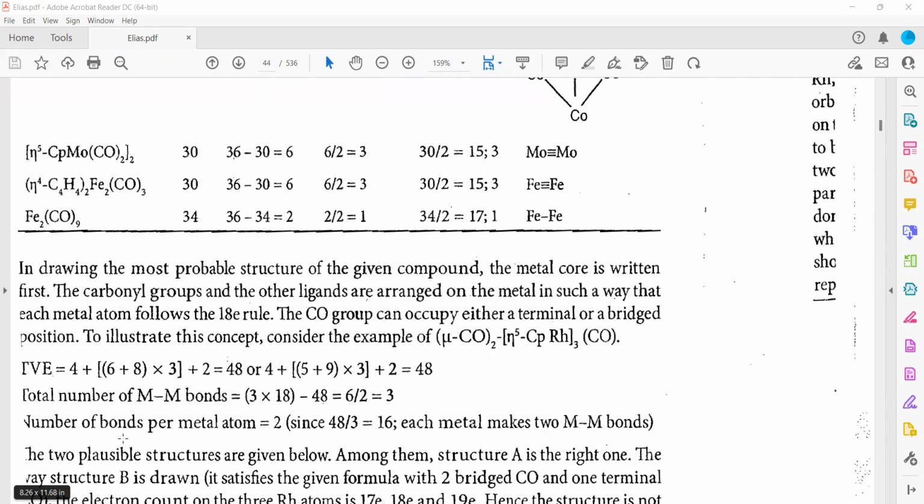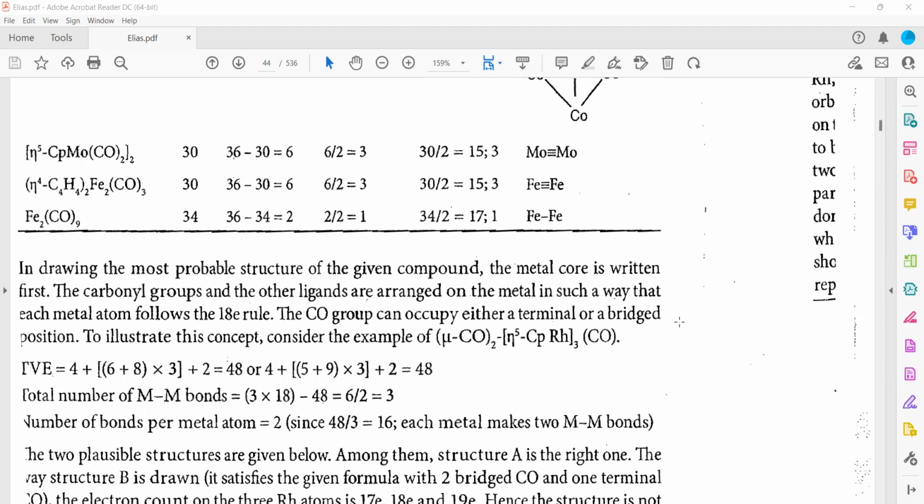So, in drawing the most probable structure of a given compound, the metal core is written first. So you write the metal core first. So you need to draw the bonds also. That is why this formula comes into the picture. The carbonyl group and the other ligands are arranged on the metal in such a way that each metal follows the 18 electron rule, right? So we keep that in mind, and that is why this formula also considers that there should be 18 electrons per metal.